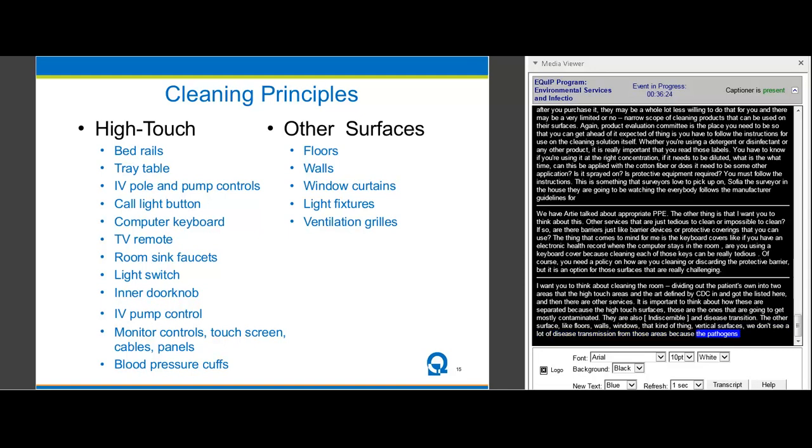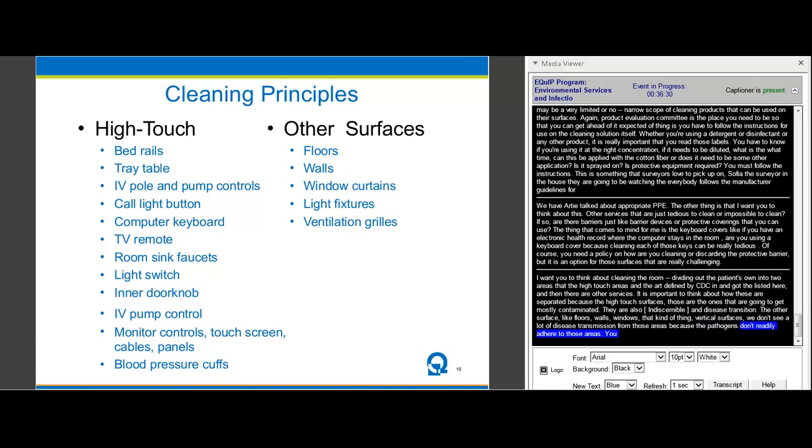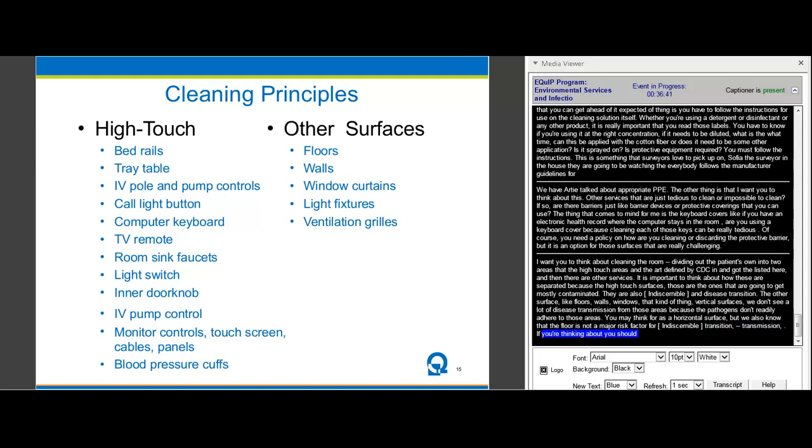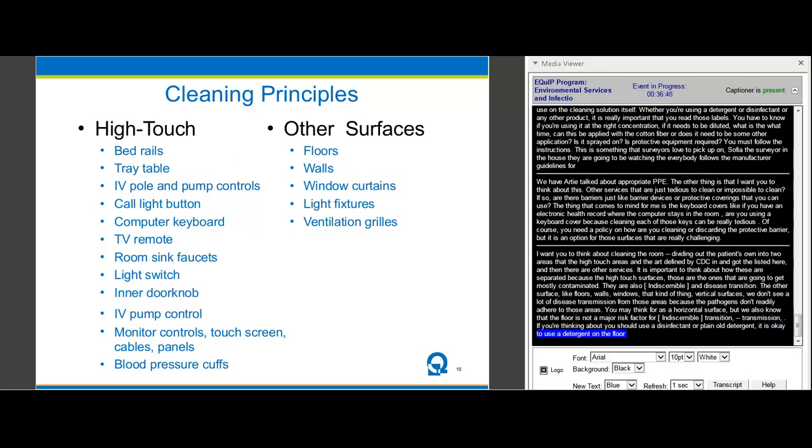Now, you may see the floor is a horizontal surface, but we also know that the floor is not a major risk factor for HAI transmission, believe it or not. So when you divide these out and you're thinking about should I use a disinfectant or just a plain old detergent, it's okay to use a detergent on the floors and not necessarily disinfect the floor unless it's in an isolation room.